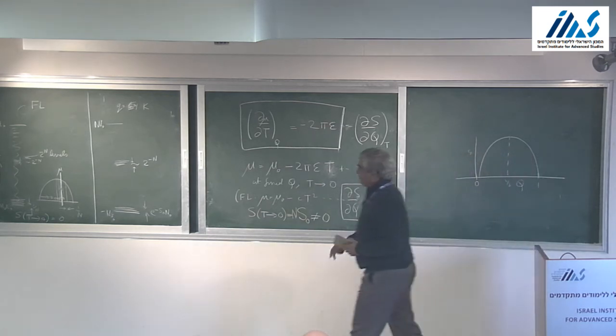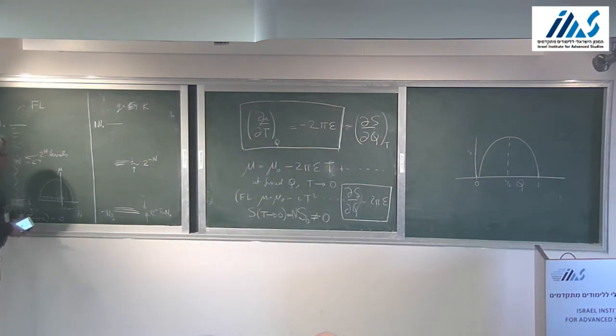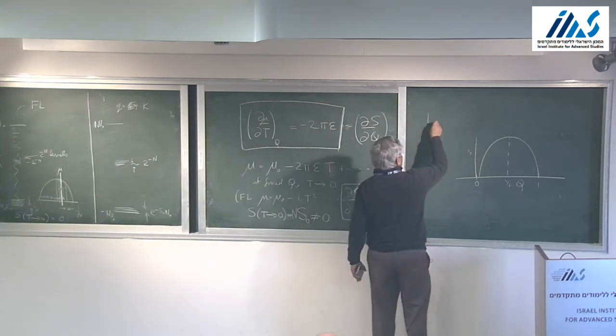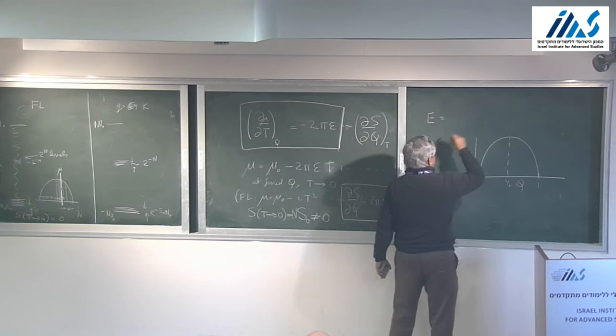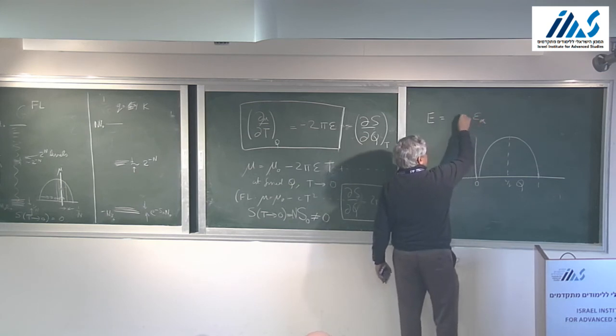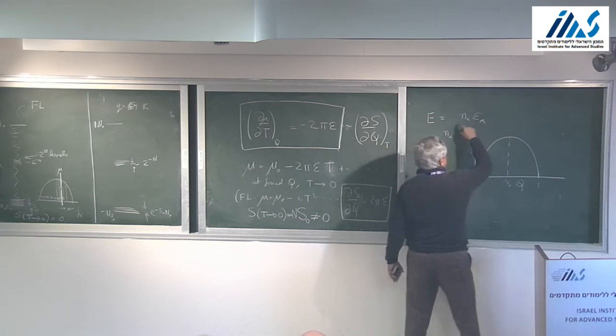Well, suppose these were quasi-particle states. Then how would I build up the low energy states? I would build up the low energy state by occupying different quasi-particles. So for any quasi-particle state, the total energy is given by quasi-particle energies E alpha, and N alpha is whether you occupy it or not. You just add up the energies.